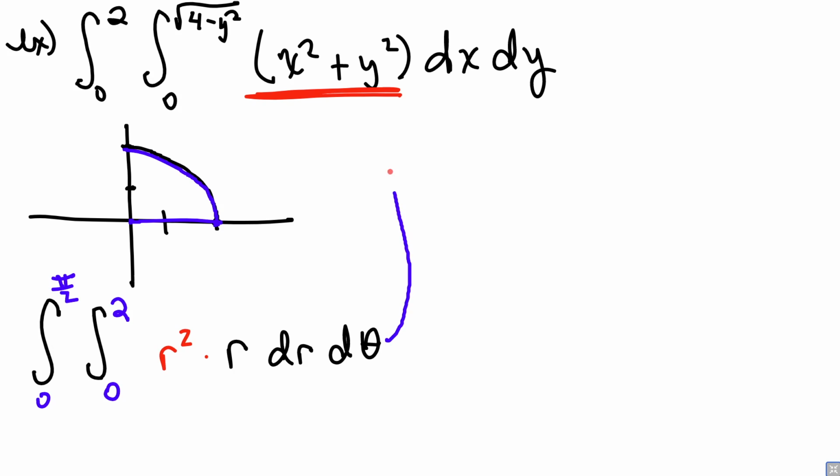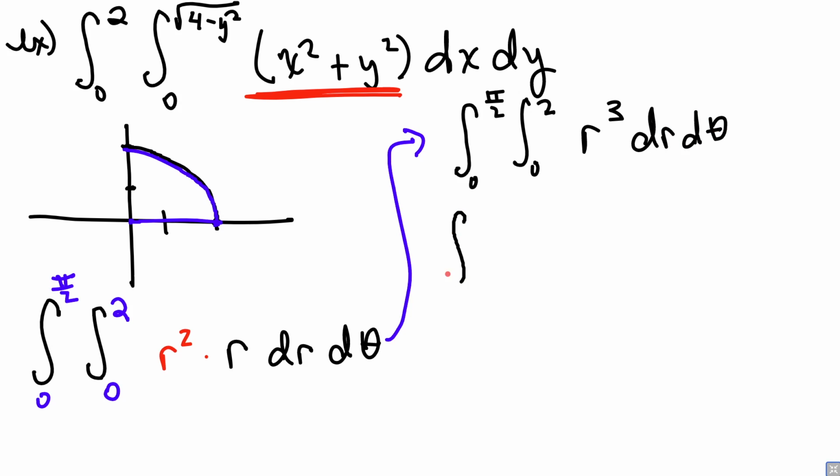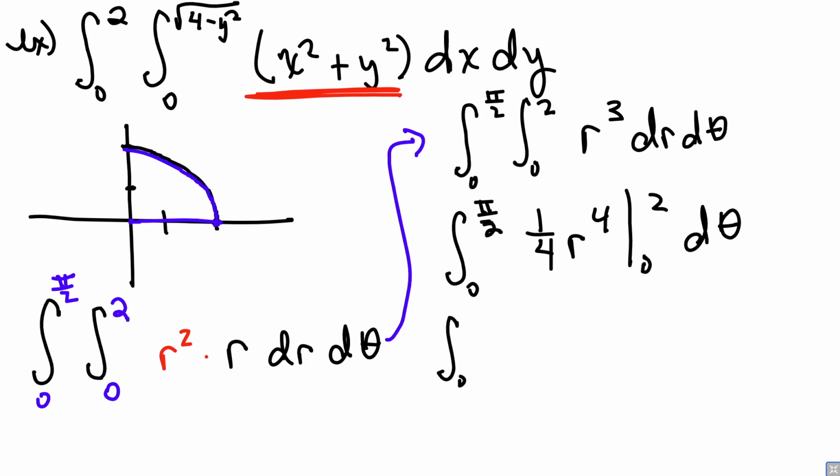Okay, so what I'm going to be looking at is the integral from 0 to pi over 2, integral from 0 to 2 of r cubed dr d theta. So if I integrate with respect to r, I'm going to end up with 1/4 r to the 4th, evaluated from 0 to 2, d theta. Again, I don't have to worry about 0 because it is going to make it 0. So all I'm really concerned with is evaluating it at 2.